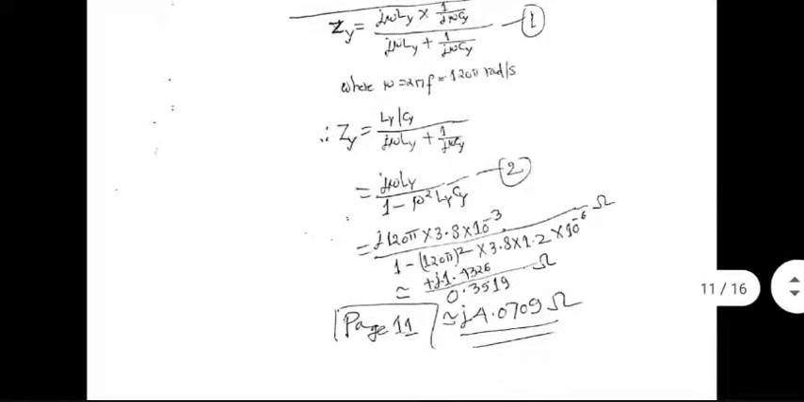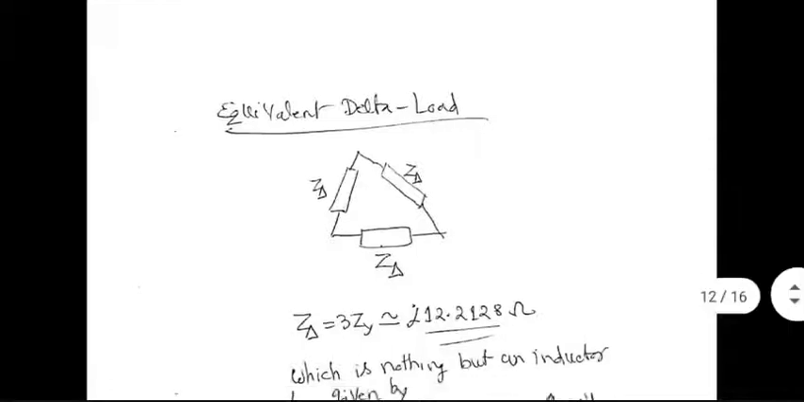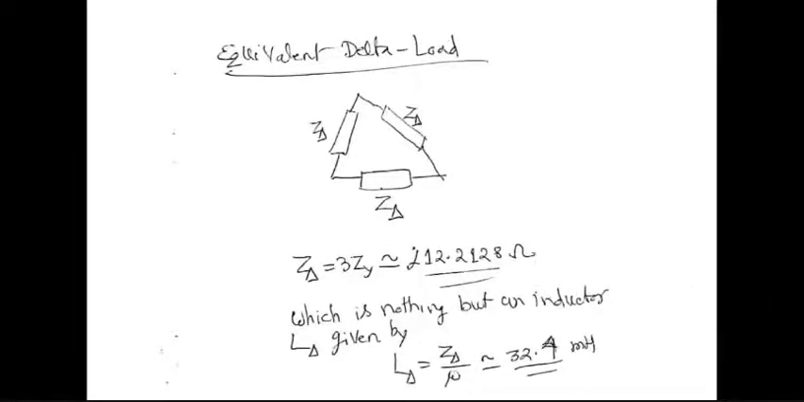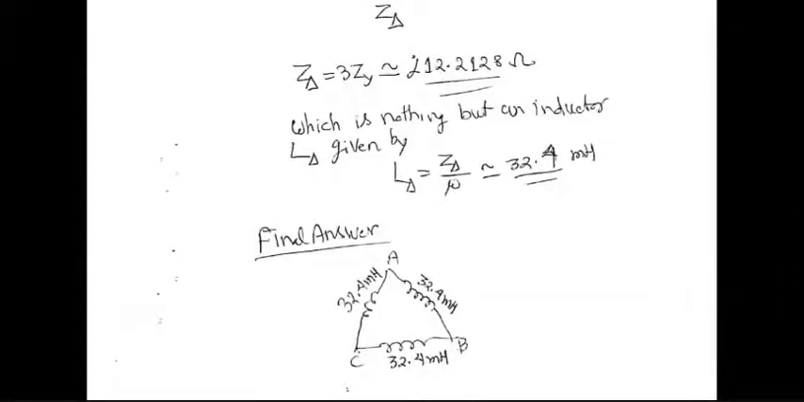Keep in mind, though, suppose Zy value you had got as a negative j something. That can happen, right? Depending on what values of Ly, Cy, etc. are given. I think it's possible. Suppose you had got negative j something instead of positive j something, then here the answer would have been all capacitors, I think, not all inductors. Once you know the impedance Z delta, divide by 2 pi f to calculate the inductance in each branch of the delta load.